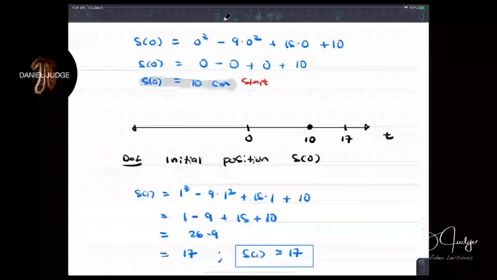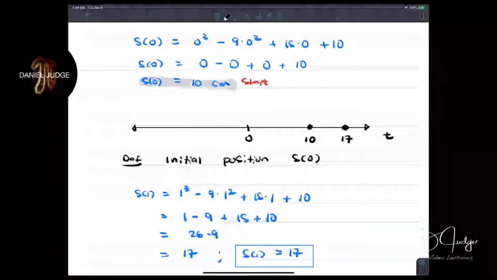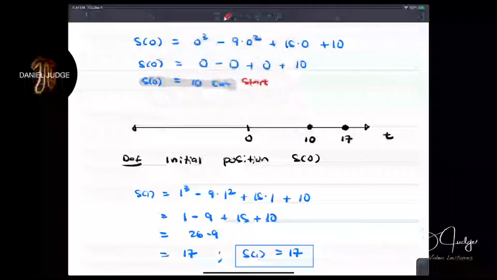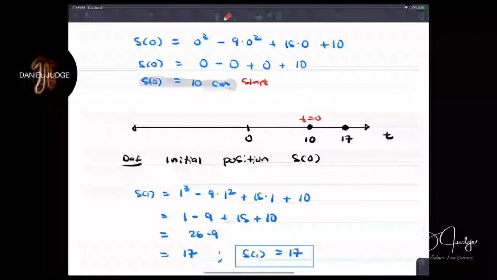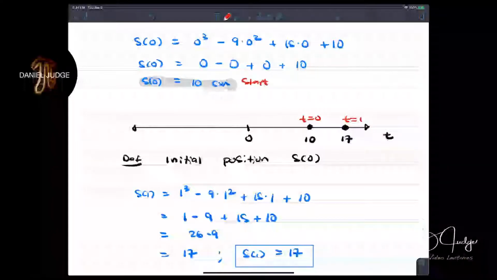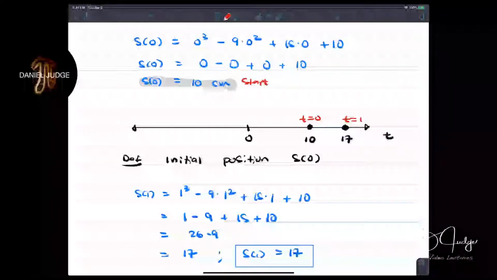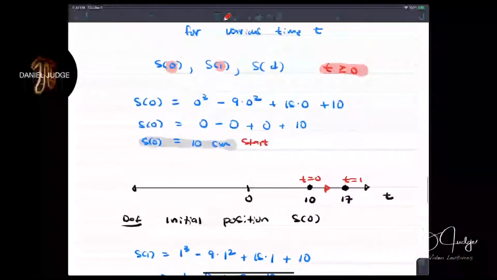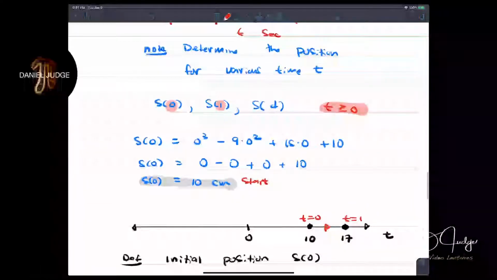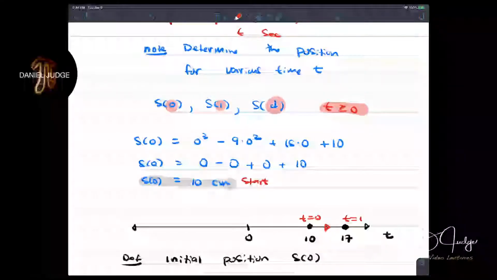So notice what's happening with this particle and its position, right? We sometimes put here t is 0, t is 1. The particle looks like it's moving to the right after just 1 second. So it started at 10, and it looks like it's going in this direction here, right? Because it's actually further away, it's 17. So at 1 second, it's at 17. We also have to look at 4 seconds.